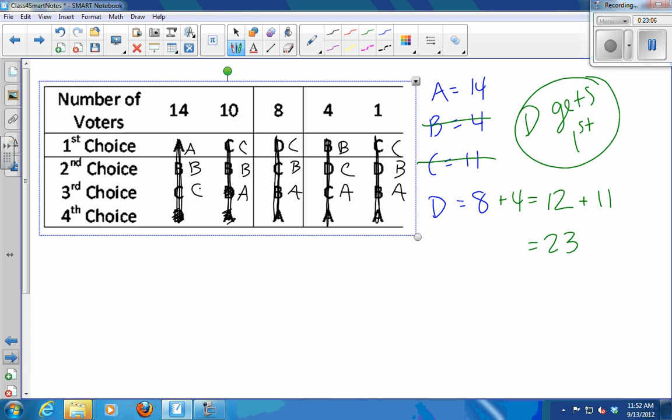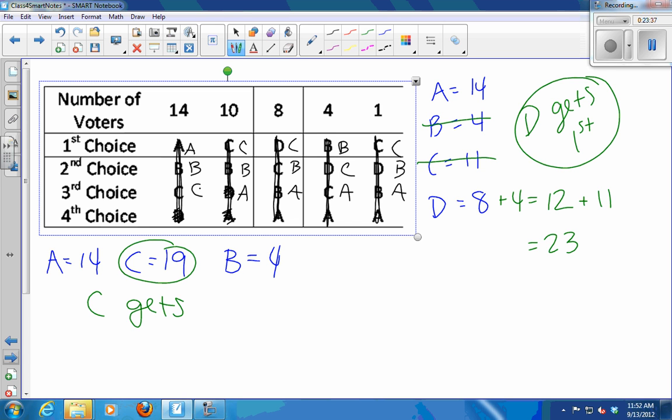So this is my new preference schedule. I have to do plurality with elimination again. So I start by counting first place votes. A has 14. C has 19. Yep. And B has 4. So C is going to win. So C has a majority. C wins. I don't have to do anything. So C gets second place.